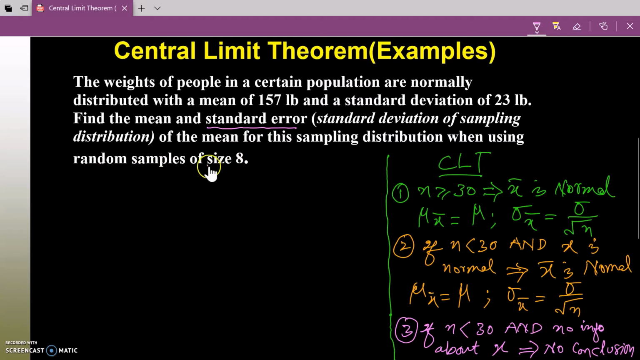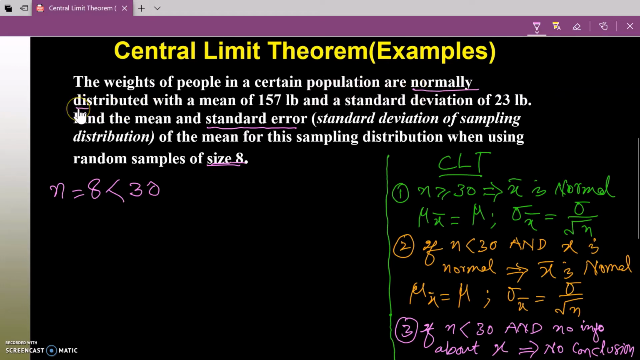Look at the sample size. The sample size, this is n. So our n is equal to 8, and that is definitely less than 30. Okay, so look at which case will be applicable. n is not greater than 30, n is less than 30, and x is normal. Let's look at whether our population is normal. The weight of the people in a certain population are normally distributed. Look at that, normally distributed.